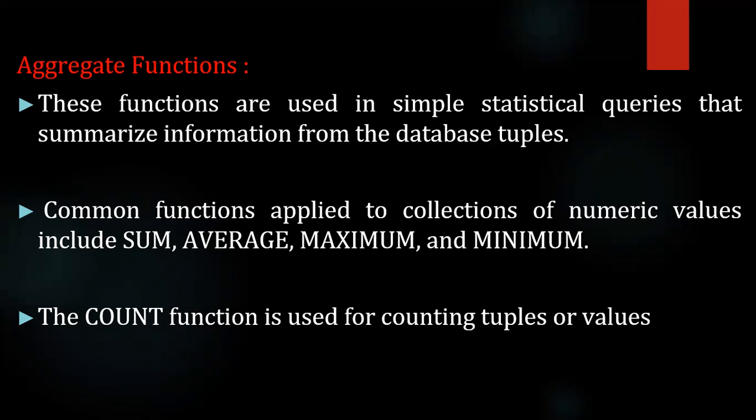If I have a salary column in the employee table, to know the total salary of the company, if I use the sum aggregate function with the salary column, it will display the sum of all the salaries. To find the average salary of the employees, we can use average. To find the maximum salary, we can use maximum. To find the minimum salary from the employee table, I can use minimum.